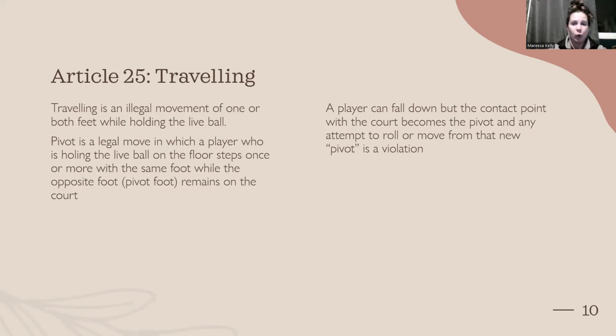remains on the floor. Fun thing on travels, which every coach seems to think is a travel, players can fall down. They can absolutely fall down. But once they fall down, at whatever point they contact the floor, if it's their back, their butt, their belly, that is now their pivot point. If they attempt to roll or make a new pivot point, that is where you would call the traveling violation.